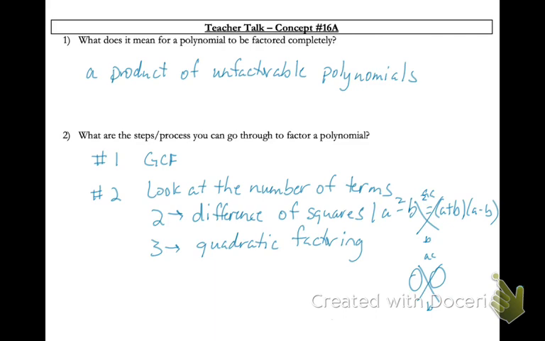And then finally, if you have a polynomial with four terms, just jump right to grouping. So split that polynomial, two terms and two terms, look for greatest common factors, and then move forward with that grouping process. So let's try it.